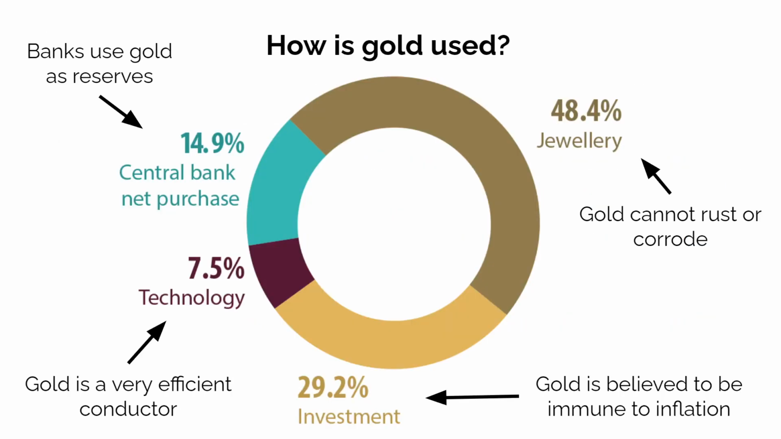Now, how is gold used? Well, most gold, about half of all gold in the world, is used for jewelry, and the main reason is that it looks nice. It doesn't rust or corrode like other metals, and it always keeps that polished look.